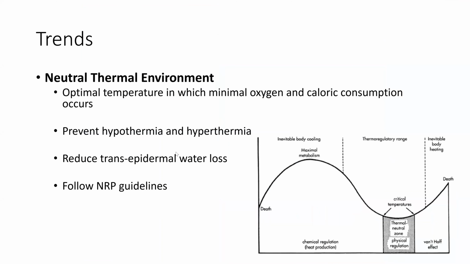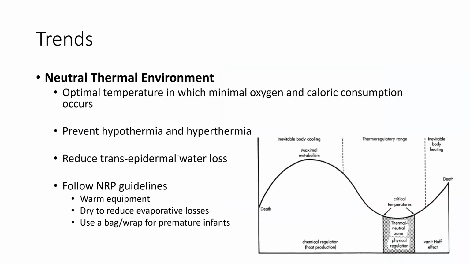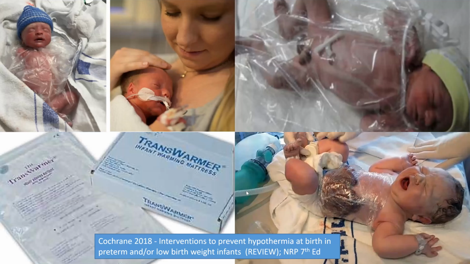This is the things we did. And of course, now we want to follow NRP guidelines. We want to follow those STABLE guidelines. There are lots of new things we're doing, right? The Cochrane review from 2018 definitely established that polyurethane bags and wraps and mattresses, and hats, all work in the delivery room to help us, especially with those kiddos right after delivery. We also know that by adding some of these things together, we can put the babies at risk for hyperthermia. So now we're doing such a good job that we're making them super hot.